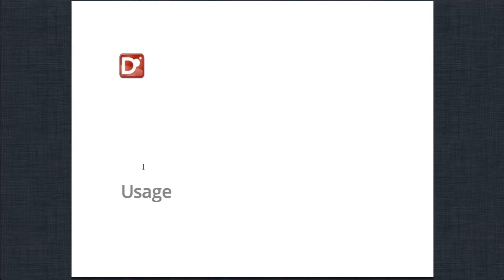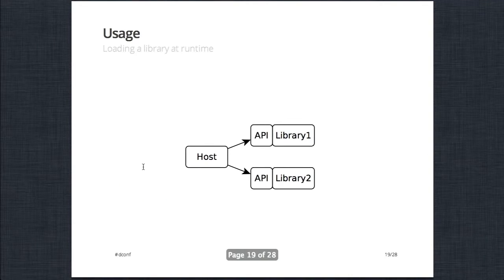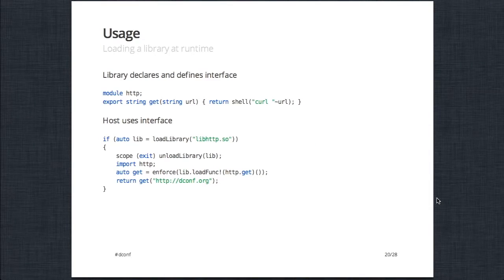So let's have a look at usage patterns. Like the first one, you have a program and you have different libraries you want to use. The different libraries have all defined their own API, and they come with a header file. The host has to use different APIs for different libraries. And this is approximately how it would look like.